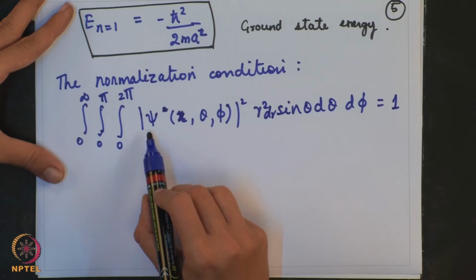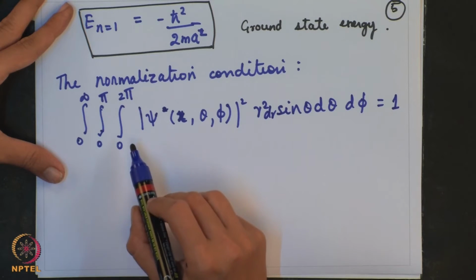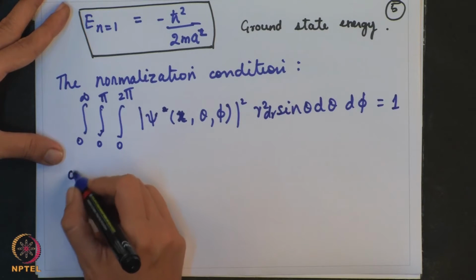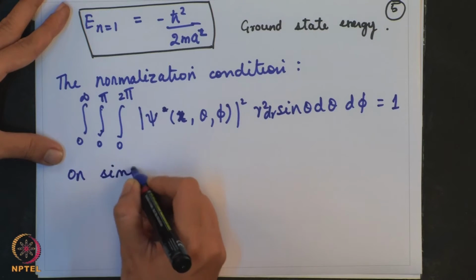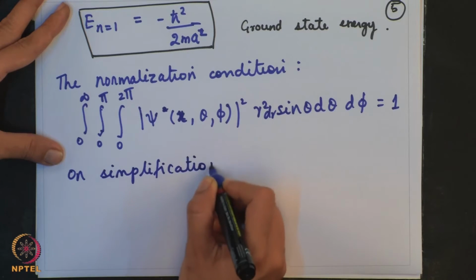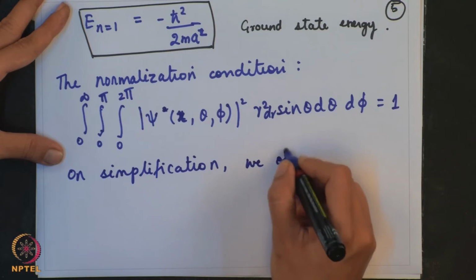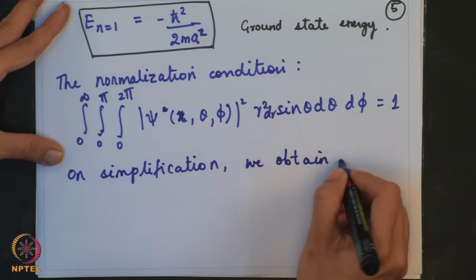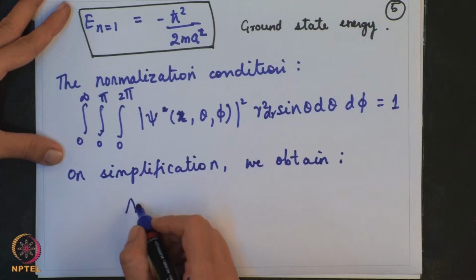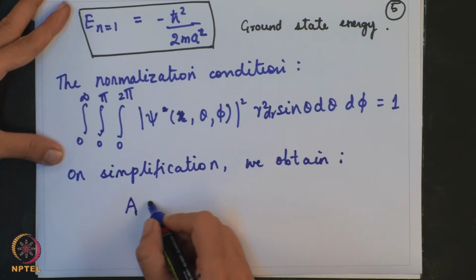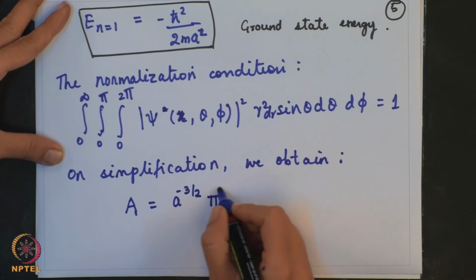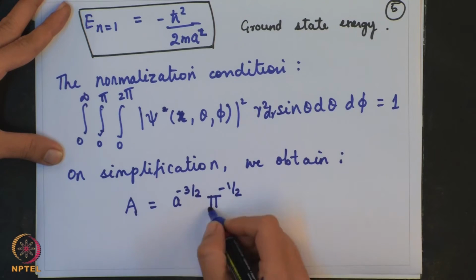So, we know what is the value of the wave function given to us, that is A times an exponent. So, on simplification, we obtain the value of capital A as this. You can check, it is not difficult, and I have given you the hint.